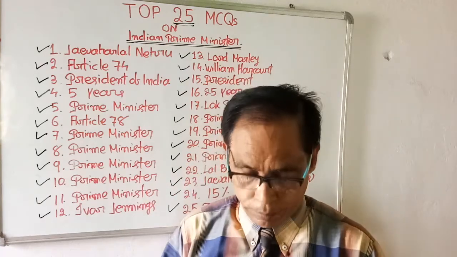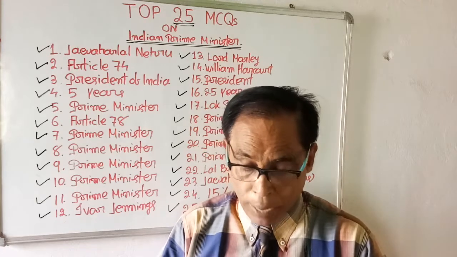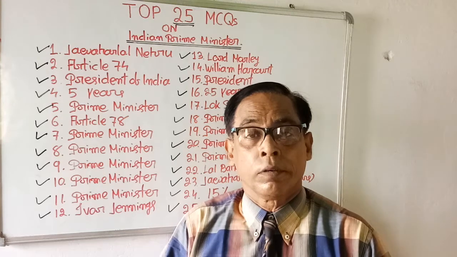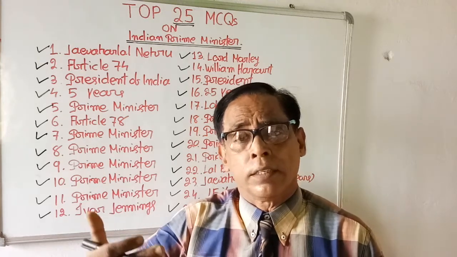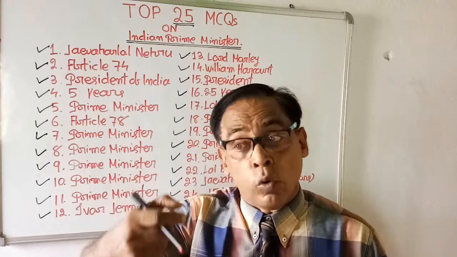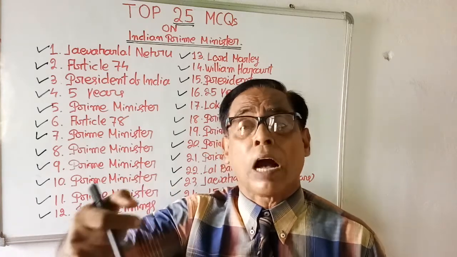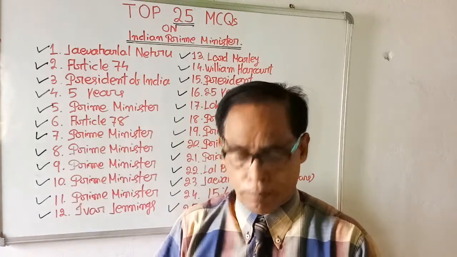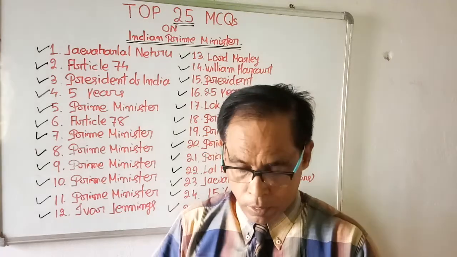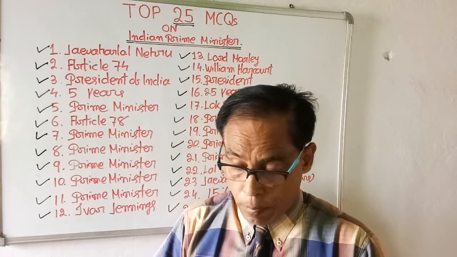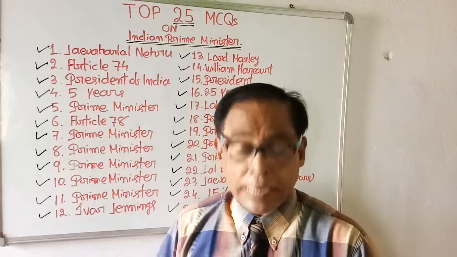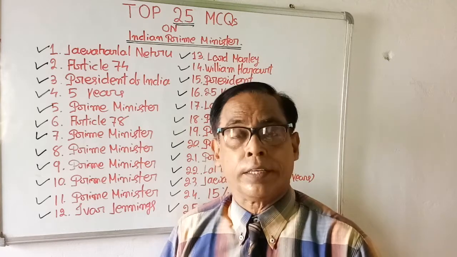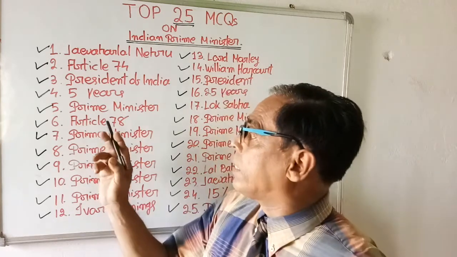Come to question number 6. Which article says the Prime Minister intimates the decision of the Council of Ministers to the President? No doubt the Council of Ministers takes the decision. But who intimates the decisions of the Council of Ministers to the President? Options are 4. You have to choose 1. Which article says? Article 76, Article 75, Article 77, Article 78. The right answer is Article 78.